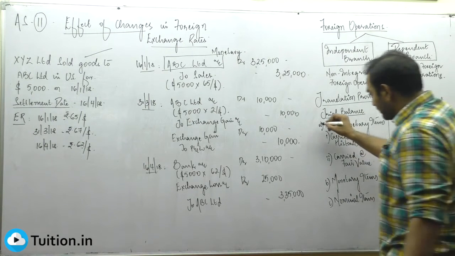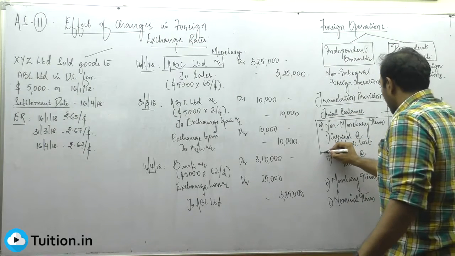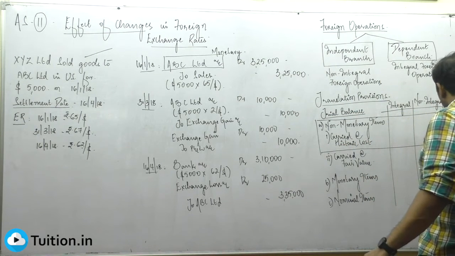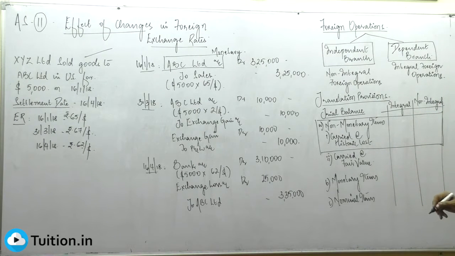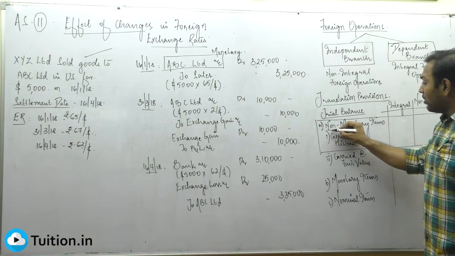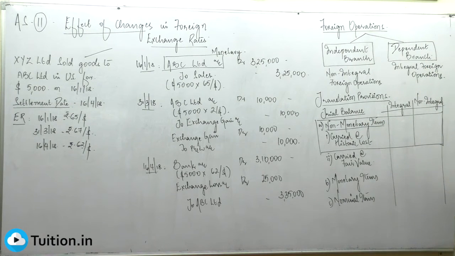Out of that, guys, I am specifically blocking around this item. Why only this item blocked? I'll tell you. Because this is the only difference for integral and non-integral. All other items you will have the same. The translation impact is absolutely the same. The change between integral and non-integral will appear only for non-monetary items which are carried at historic cost.